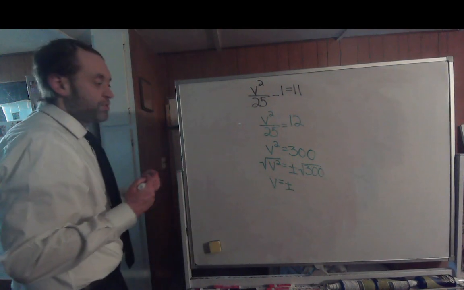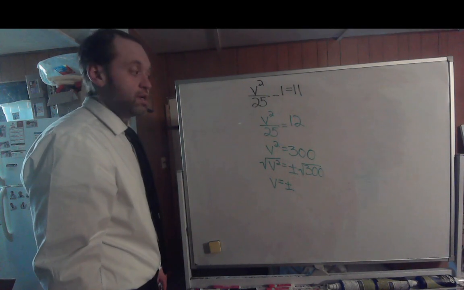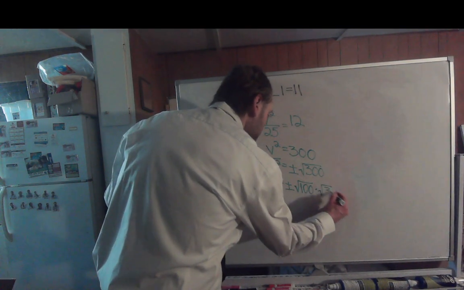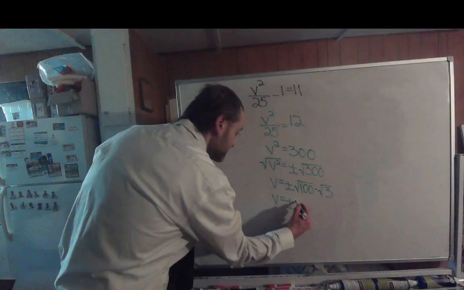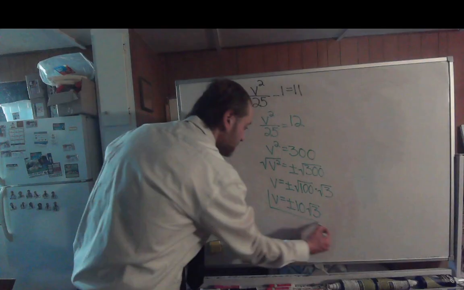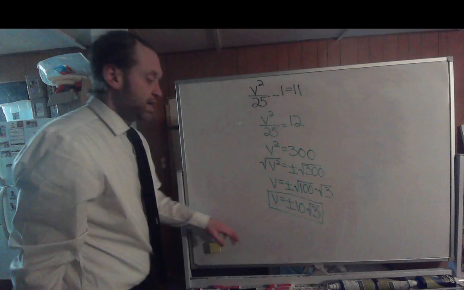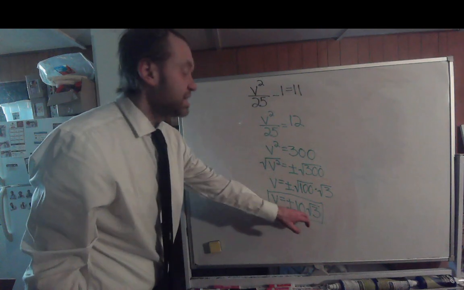Now 300, what are factors of that? You have 100 times 3, don't you? 3 is not a perfect square, but 100 sure is. Plus or minus the square root of 100 times the square root of 3, which means v would be equal to plus or minus 10 times the square root of 3. So the two solutions, I should say, are v equals plus or minus 10 times the square root of 3.